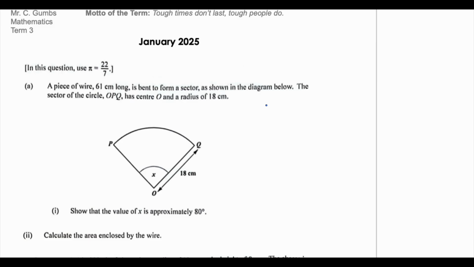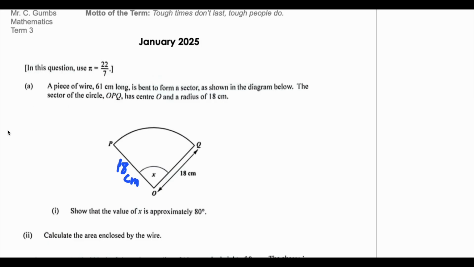Alright, so let's go through it. It says this full wire here is 61, so straight around is a perimeter. Now here is 18. Here also has to be 18. So here is also 18 centimeters.